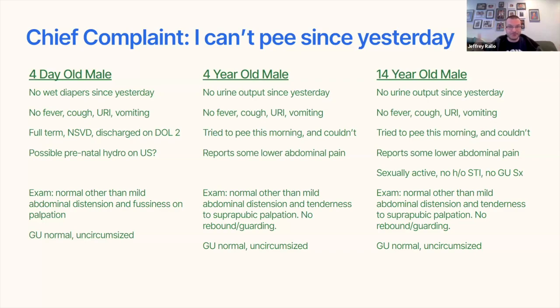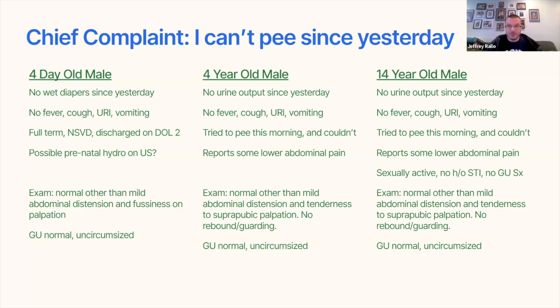You go into the next room. 14-year-old male, no urine output since yesterday. Tries to pee this morning, but can't. No fever, cough, URI, vomiting. Some lower abdominal pain. He's sexually active, but no history of positive STI testing that he can let you know, and no current or recent GU symptoms, discharge, dysuria, anything like that. His exam is normal. Maybe his belly's a little bigger than usual, his mom says from the chair. Maybe he's a little tender when you push on his lower abdomen. No rebound or guarding, normal GU exam.